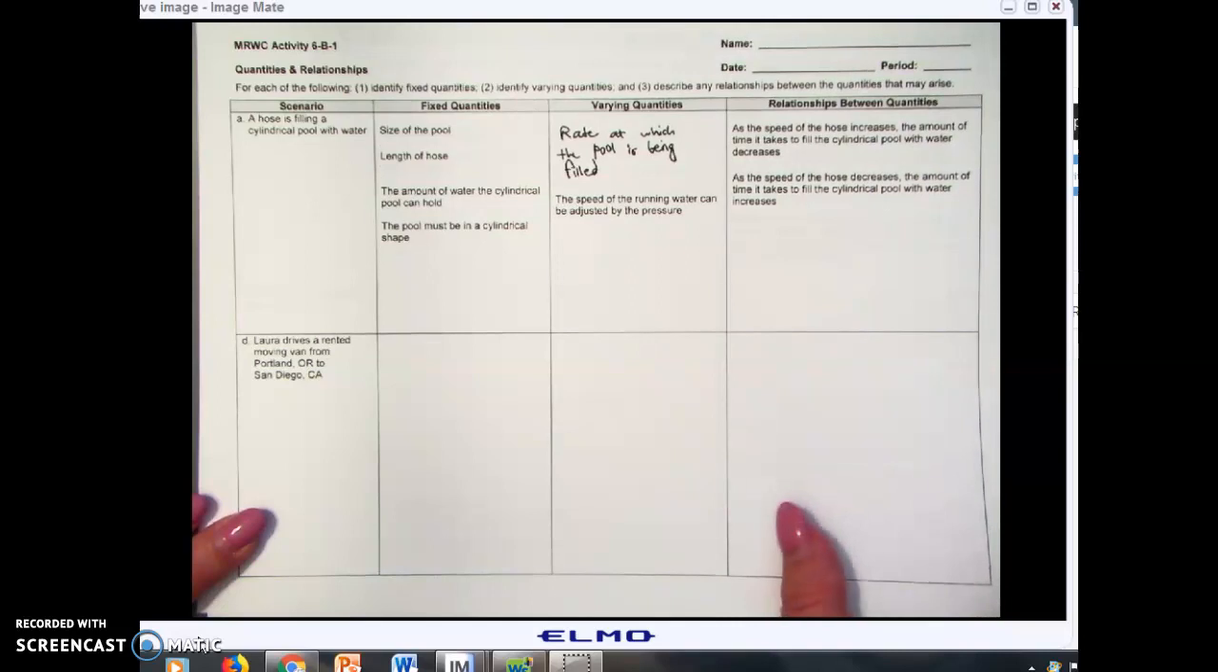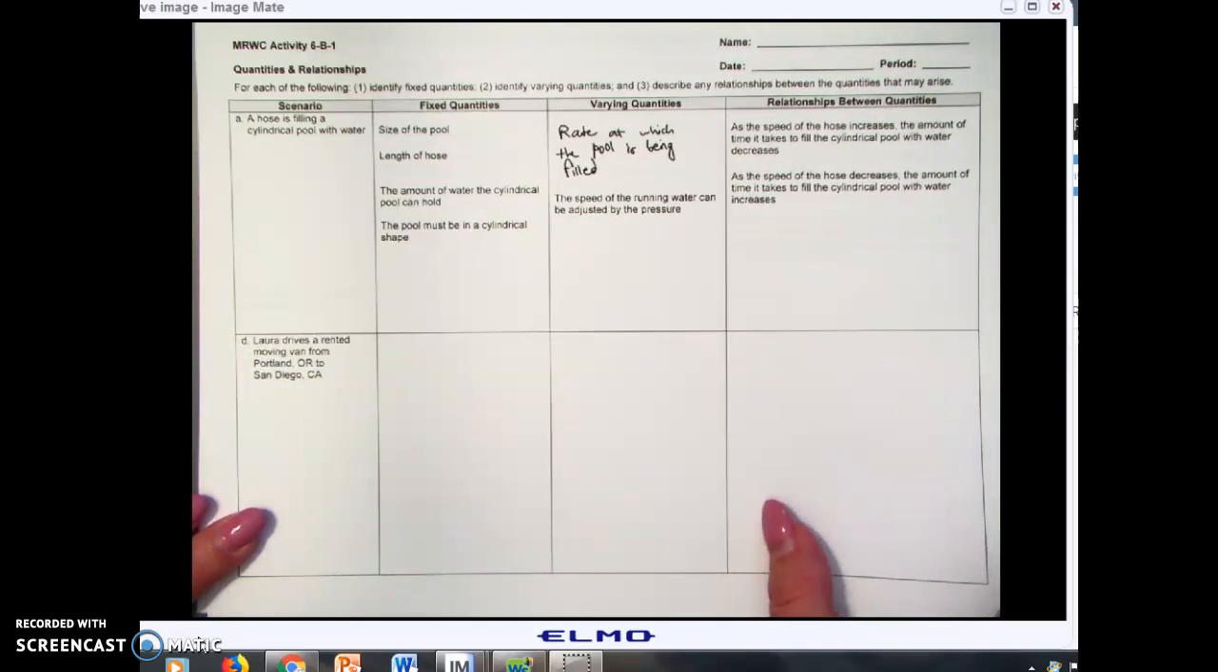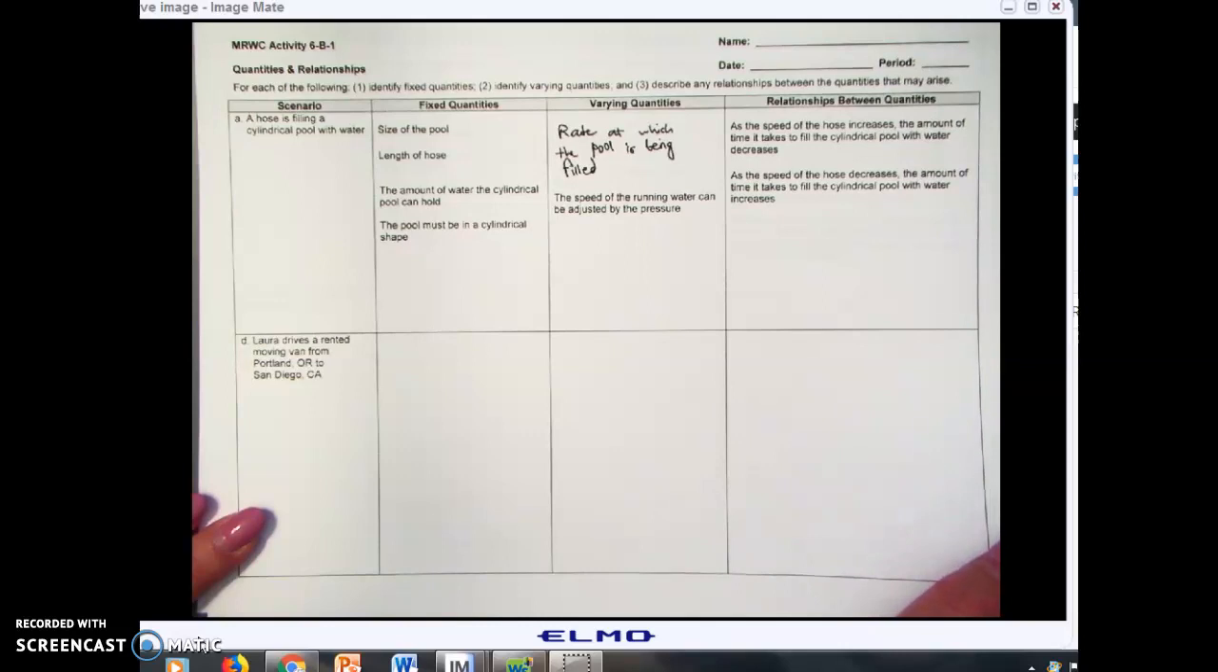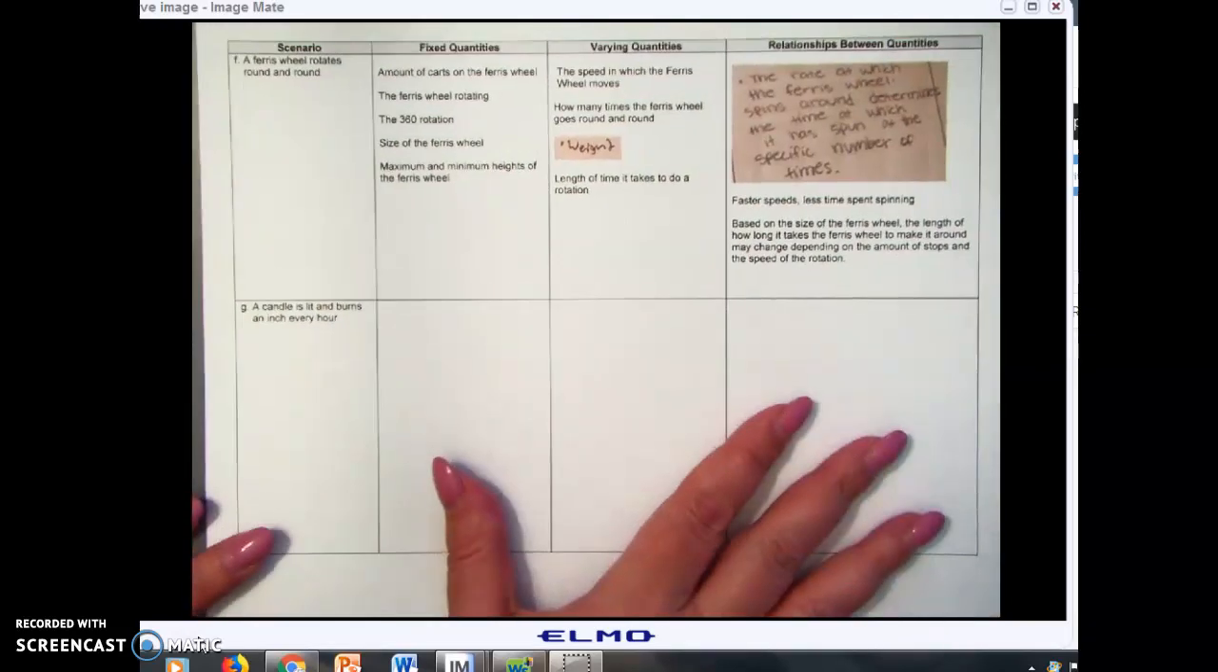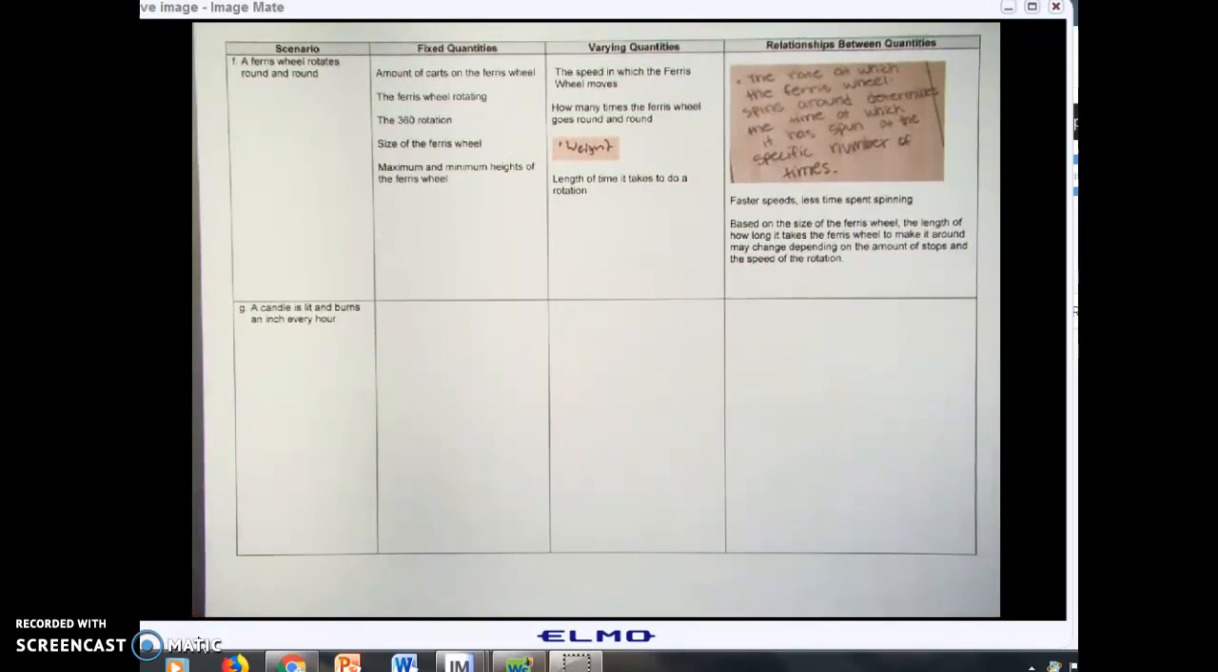So I'm going to leave the second one, which we call D. I'm going to leave that one for you to see if you need to adjust it based upon what we talked about with A. And then looking at the second page, I talked about the Ferris wheel.